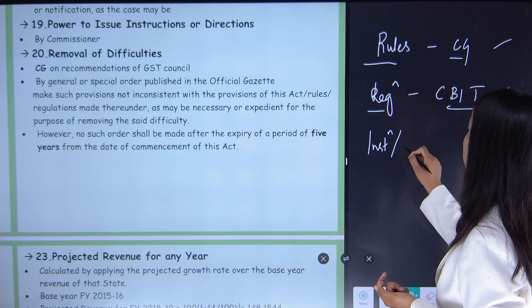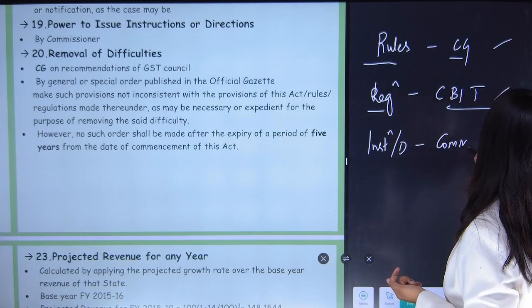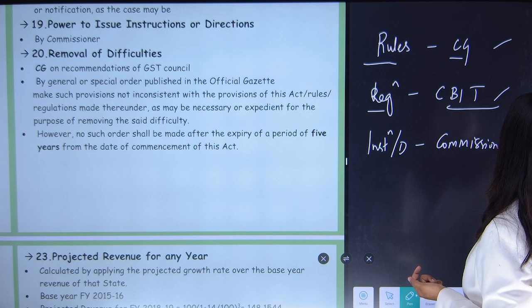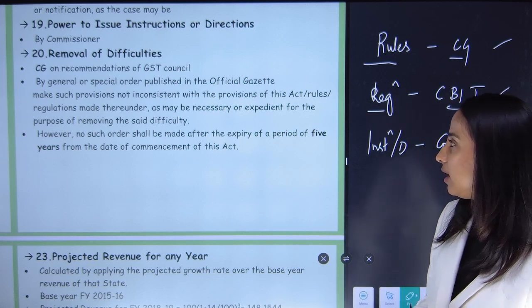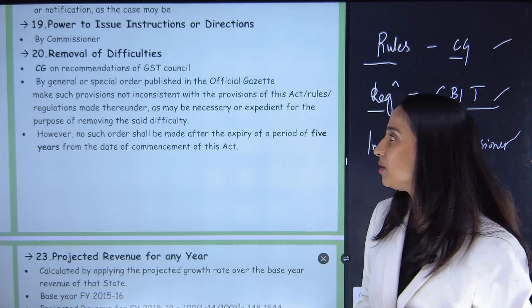Fine. Now, power to issue instruction, direction. Who has the power? The Commissioner. The Commissioner of GST will have the power to issue instructions or directions. Removal of difficulty: the Central Government, on the recommendation of the GST Council.